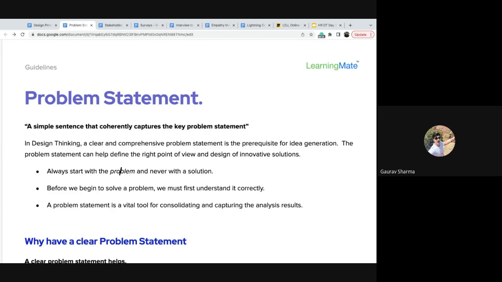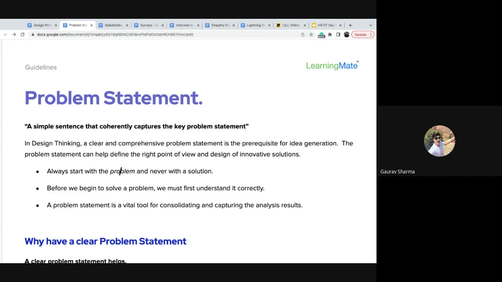So in design thinking, a clear and comprehensive problem statement is a prerequisite of idea generation. The problem statement can help define the right point of view and design innovative solutions. Essentially, the whole idea was to come up with as many solutions as possible. And that can only be done if we have a common understanding of exactly what we are trying to solve, right?